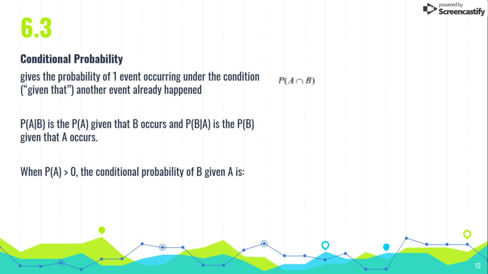And the probability of B, mark A, is the probability of B given that A occurs. That just means that B already happened, and what's the probability of A occurring? Or A already happened, and what's the probability of B occurring? When the probability of A is greater than 0, the conditional probability of B, given that A already happened, is the equation you see down there.